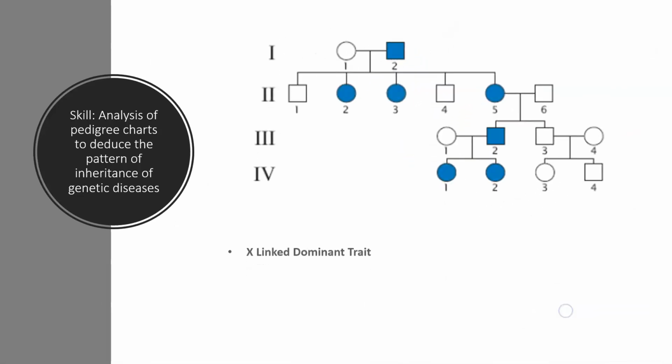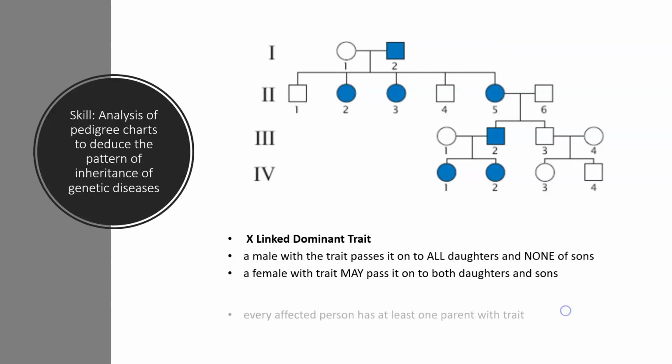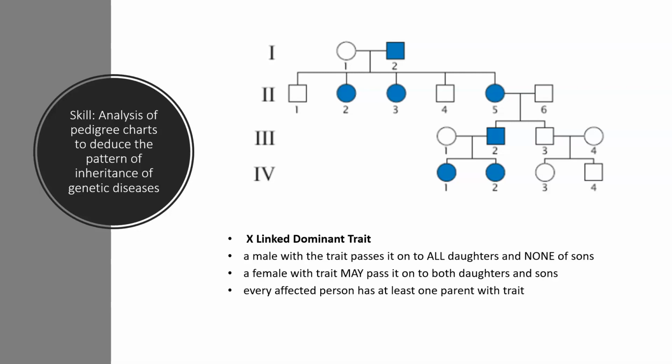Okay, what have we got here? It is X-linked, this one, because it's present in the father first up. A male passes it on to his daughters, but none of the sons. Because remembering the father passes the Y chromosome on to the sons.